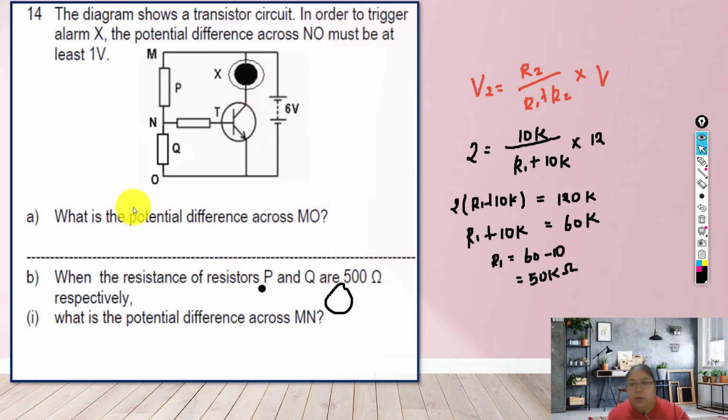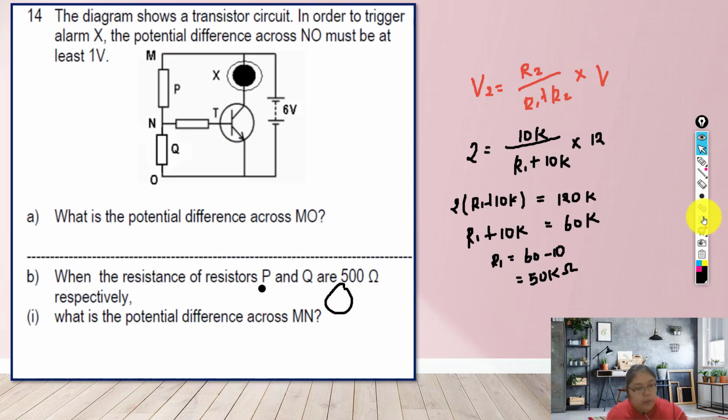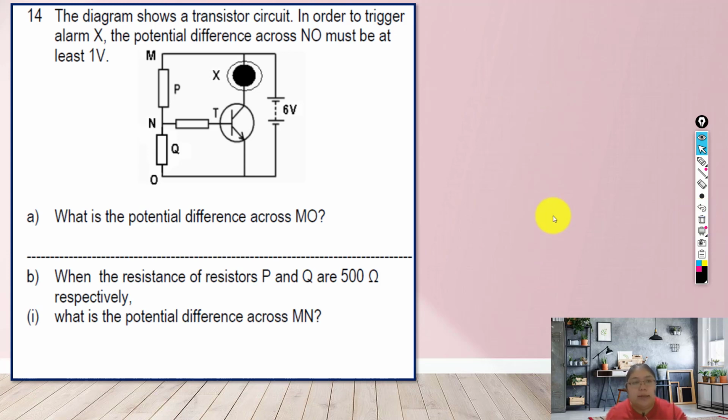Now the following is question 14. Question 14 is also a calculation. Let's see what they want. The diagram shows a transistor circuit. In order to trigger the alarm X, the potential difference across the NO must be at least 1 volt. So we label first: to trigger the alarm, at least here is 1 volt. So we just label 1 volt.